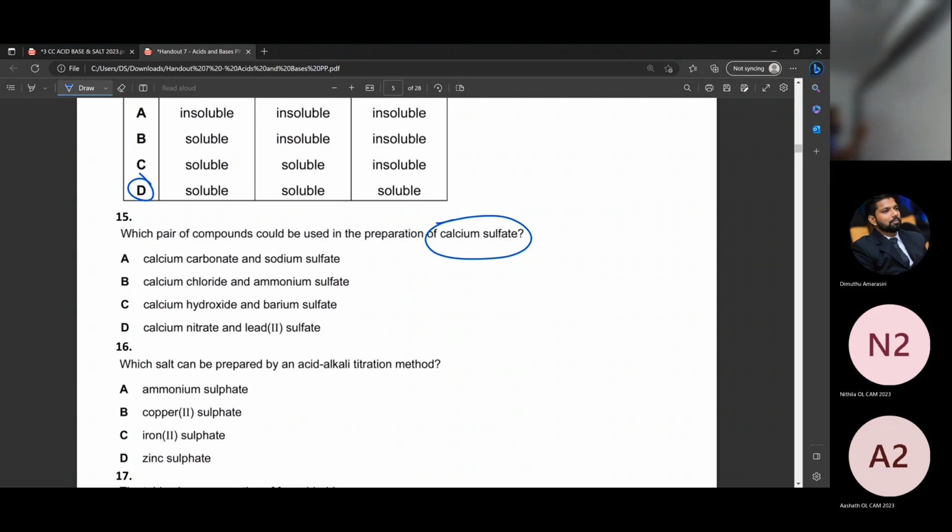Calcium carbonate, are carbonates soluble or insoluble? Insoluble, so it's out. Here we are assuming slightly soluble means insoluble, right? Calcium chloride, soluble or insoluble? It's soluble, correct. Ammonium sulfate soluble? Yes. All ammonium salts are soluble.